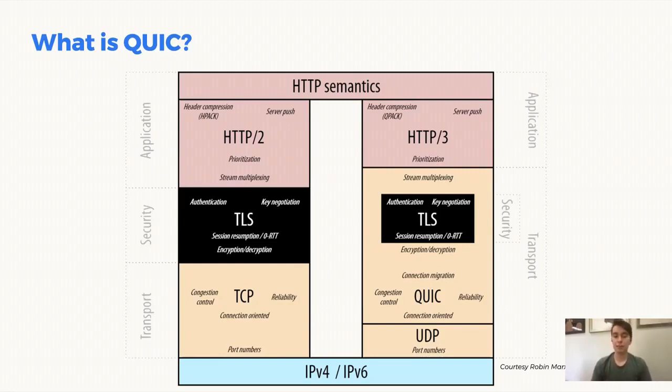Under that is the mapping of those semantics to an actual protocol. The one that's existed for a while now is HTTP2, and as you might expect, HTTP3 is the next version and is QUIC specific. Both of these provide things like prioritization and header compression, and in HTTP2 it provides the stream multiplexing.